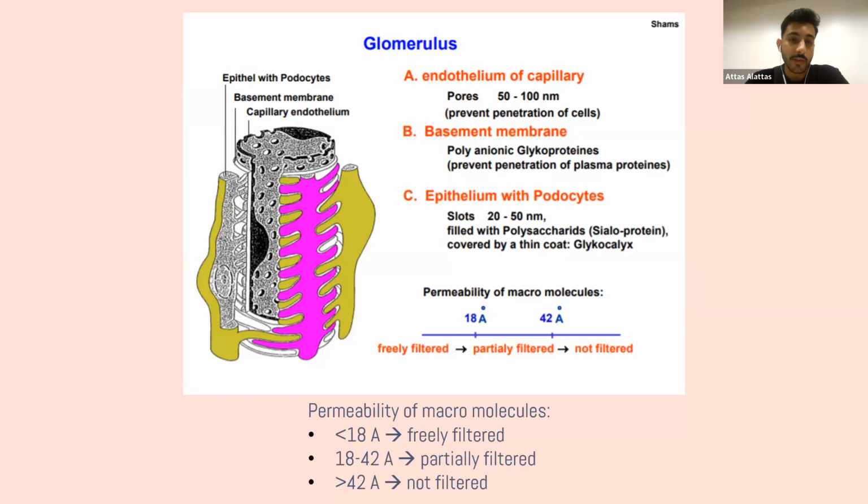So now we'll dive into the three filtration barrier layers. We said that the first layer from the capillary side is the endothelium, and it has pores. We said the pores are 50 to 100 nanometer, and the reason that they're in this size is because they prevent the cells. So why do you think they prevent the cells from passing from the capillary to the Bowman space? Does anyone have an answer?